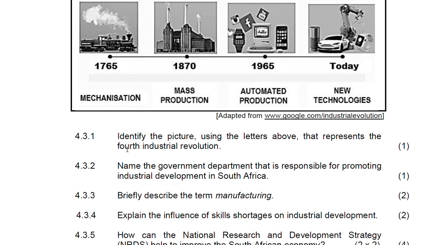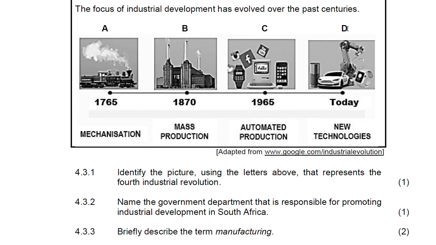So what are the questions that we have? 4.3.1, identify the picture using the letter above that represents the fourth industrial revolution. As I've already stated to you, this is the first industrial revolution, this is the second, third, and the current one, which we are in today. It is the fourth industrial revolution, where we have new technology and the Internet of Things. Therefore, the correct answer to 4.3.1 will be what we see here, which is basically today, or rather it is D. So your answer will be D, because you can't write today when you are asked to provide a letter.